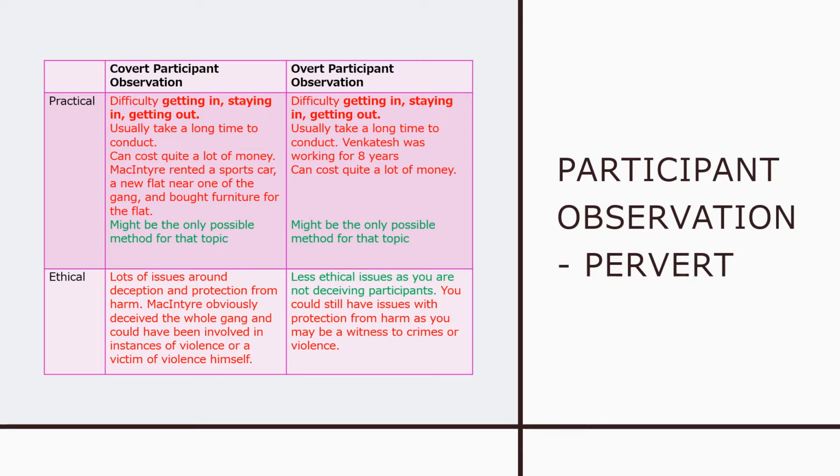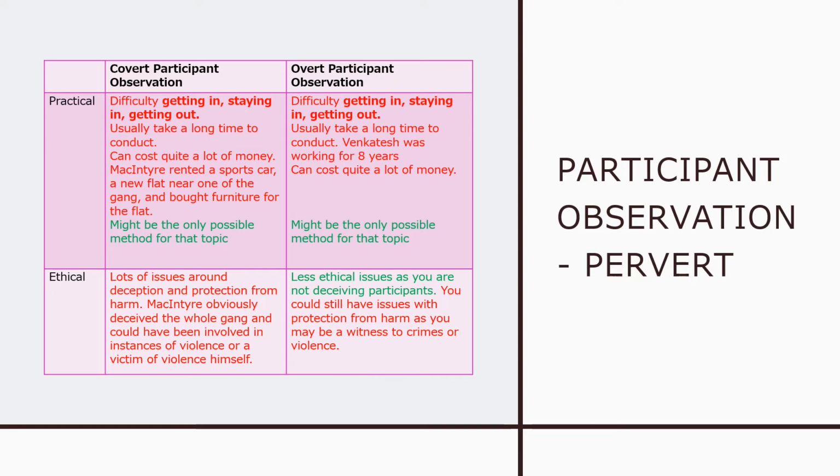Now, ethically speaking, there's quite a lot of ethical issues too. Covert is probably the least ethical method that there is that we're going to look at. Deception, obviously from the start, the whole point is that they don't know who you are, that you're going undercover. So from the start, you're lying about who you are. There's no informed consent because they don't know you're doing the research. Now the trade-off later will be validity, but ethically speaking, it's really low.